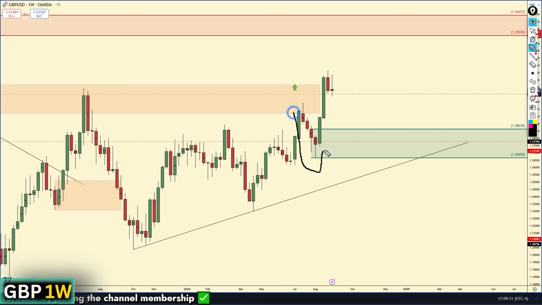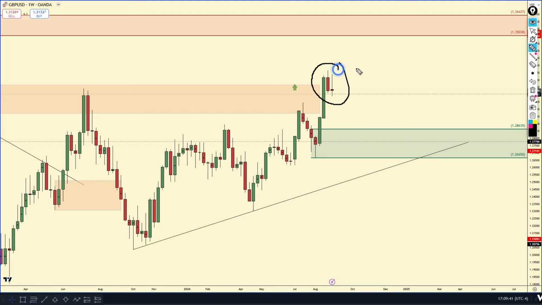Beautiful zone, drop base rally. If this zone failed, I don't care. I would happily lose like 3% of my account on this zone at 1.28. It is definitely good. I welcome a pullback down to there. Looks like we could be getting a pullback down there. We're going to have to investigate on the lower time frame.